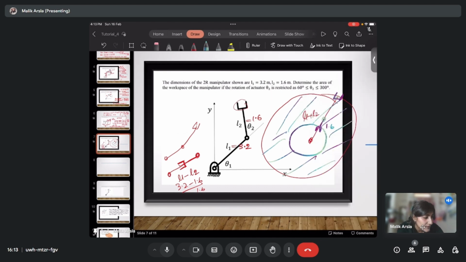But here there has been given a restriction. The restriction is that this link length cannot completely extend. Why? Because this angle theta 2 cannot go beyond 60, right? And here also it cannot go beyond 300. It means on the opposite side also it cannot go 60. So it will be something like this. The end effector will be like this. Now what will happen in this case? Can someone tell me? What will effectively happen in this case?